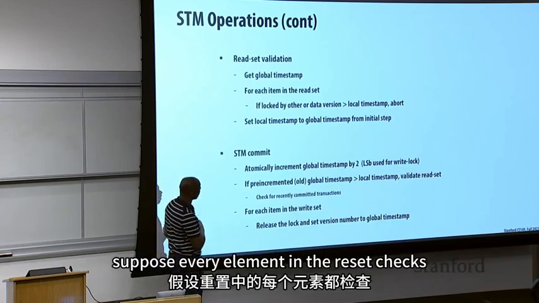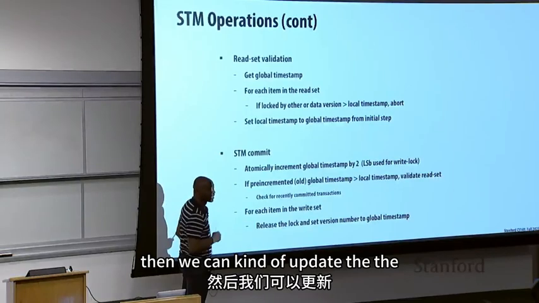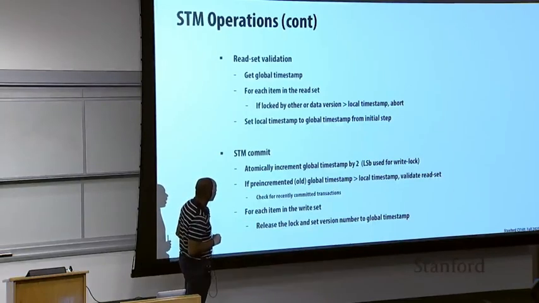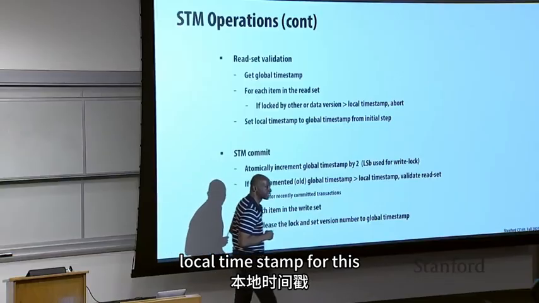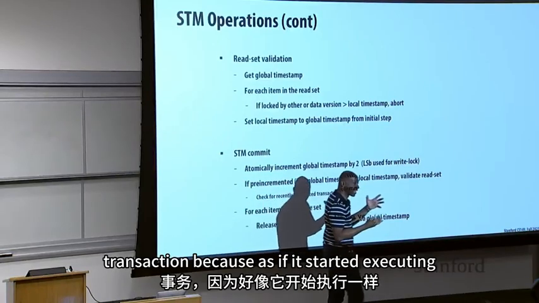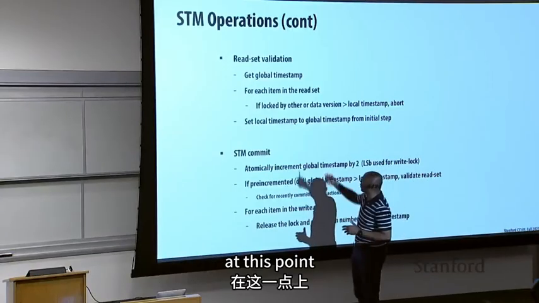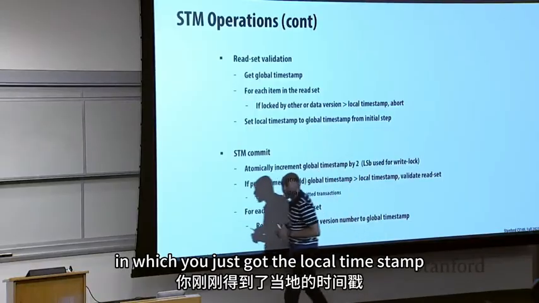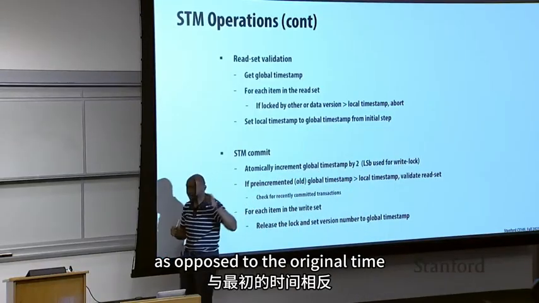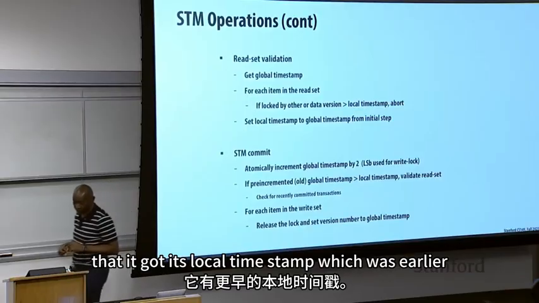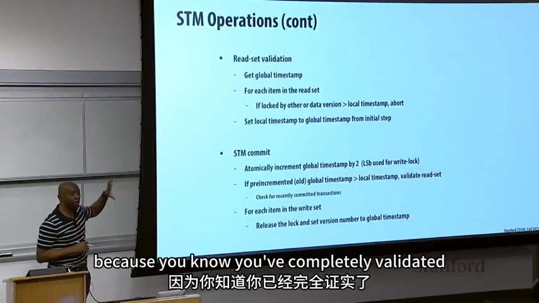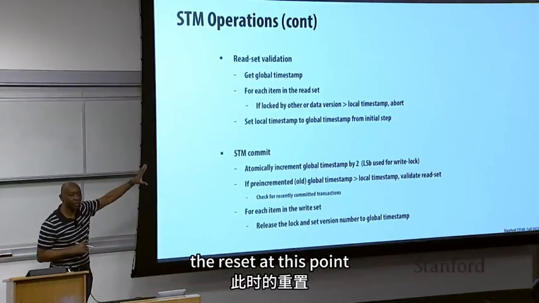Suppose every element in the read set checks, then we can update the local timestamp for this transaction, as if it started executing at this point in which you just got the local timestamp, as opposed to the original time that it got its local timestamp, which was earlier, because you've completely validated the read set at this point.